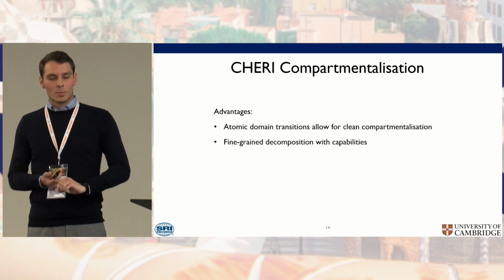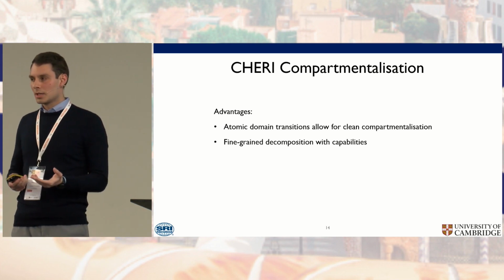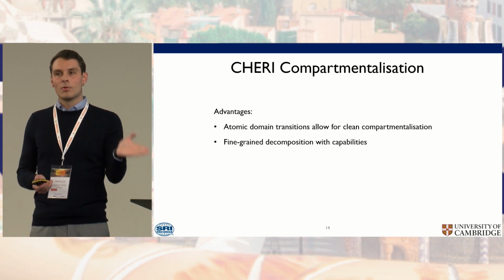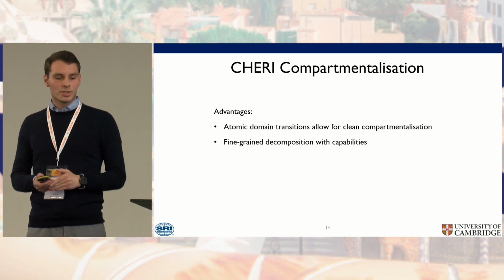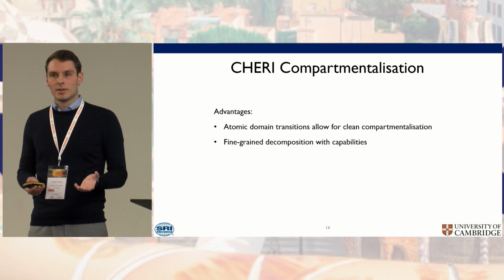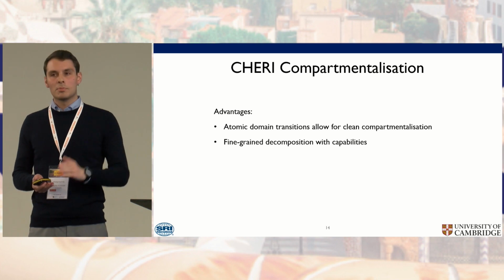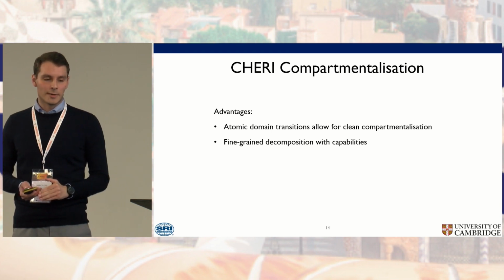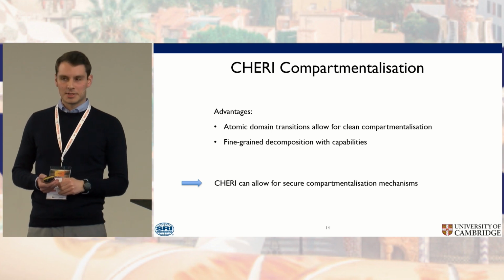The two main advantages with CHERI compartmentalization are that we have atomic domain transitions, meaning we have clean compartmentalization. Either we are in compartment A and remain there, or we are in compartment B. So we never leak any privileges between the two compartments. And the second big advantage is fine-grained decomposition. We can narrow down capabilities as much as we want. If we think back, compartment B could have been just a function of just a few bytes, and we can perfectly do that. So we can see that CHERI allows for secure compartmentalization mechanisms.